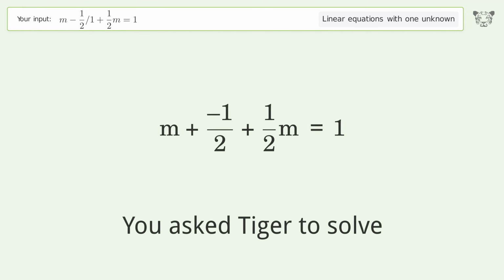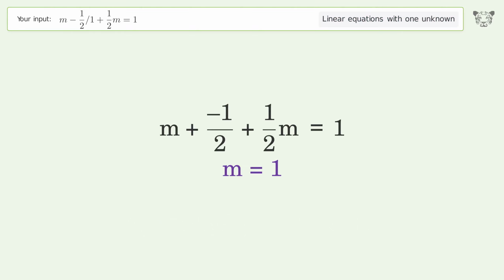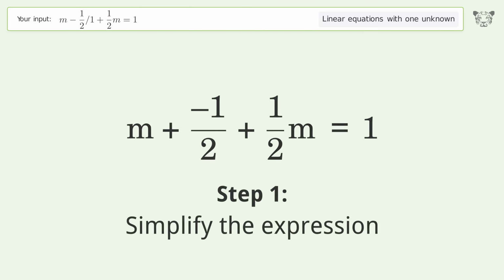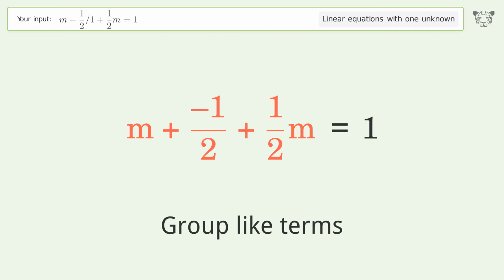You ask Tiger to solve. This deals with linear equations with one unknown. The final result is m equals 1. Let's solve it step by step. Simplify the expression. Group like terms.